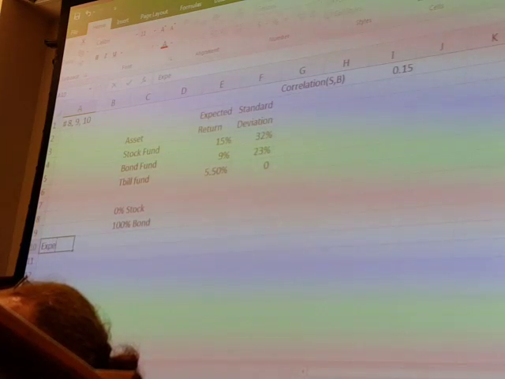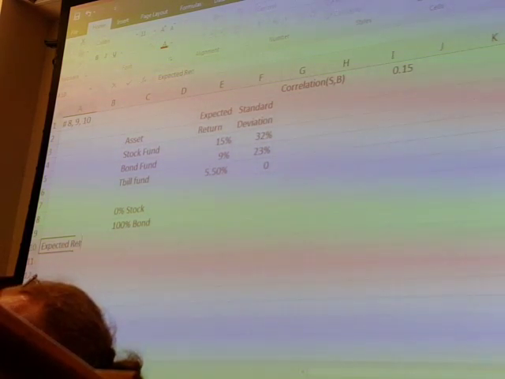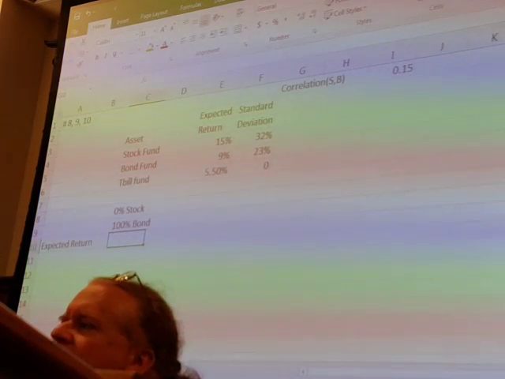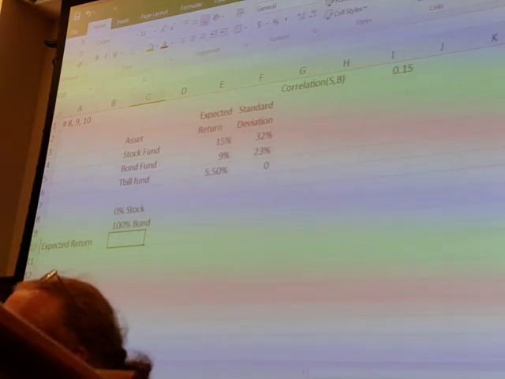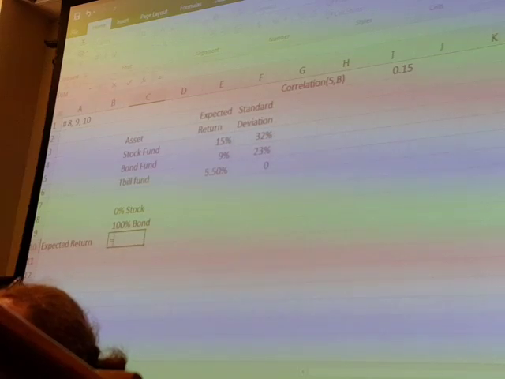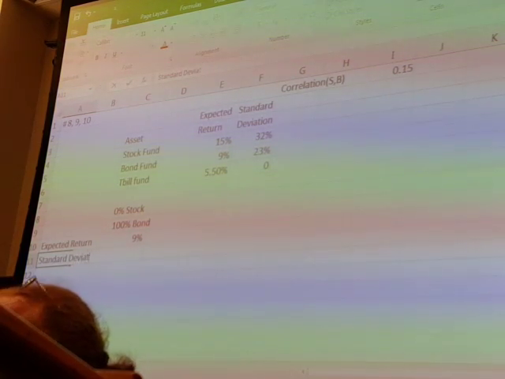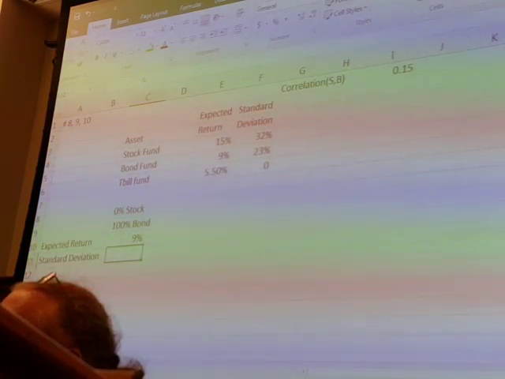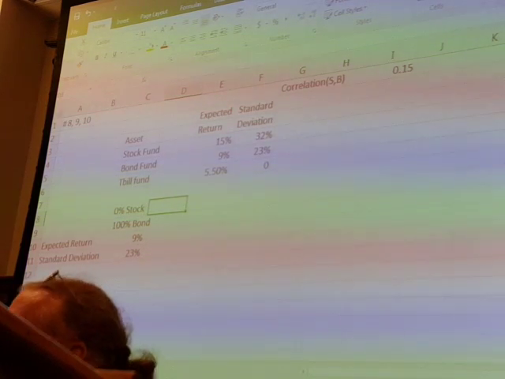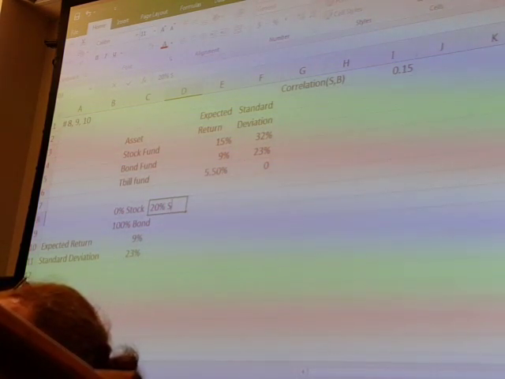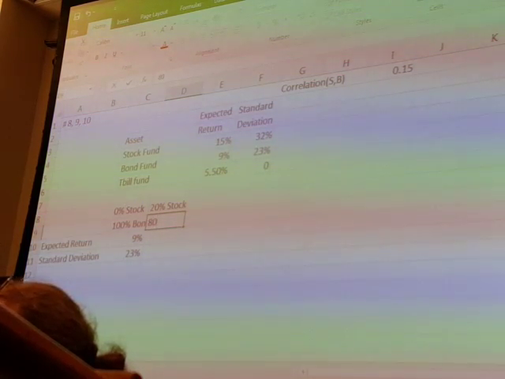Okay, so first our expected return. That's simply going to be the expected return of the bond fund, obviously. So this will be equal to E5, and the standard deviation F5. Okay, now we'll do 20% stock fund and 80% bond fund.